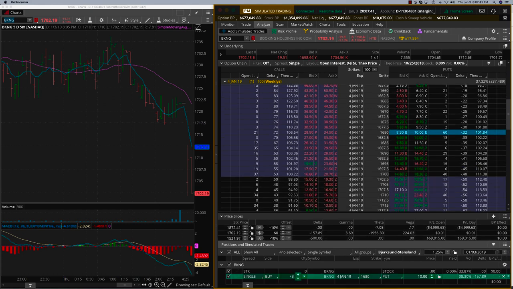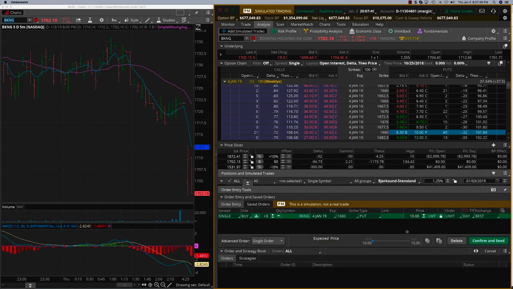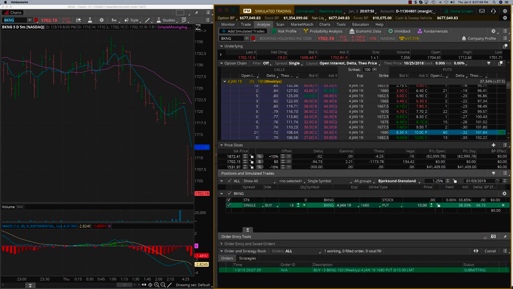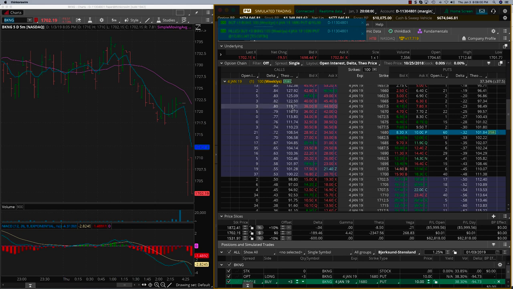So I don't want to go in with five contracts. What I want to do is just put like three contracts, and that'll be about a $3,000 trade. So let's see what price we can get. Let's give it, I think, the mid price, and that's it. Okay, we are filled over there.